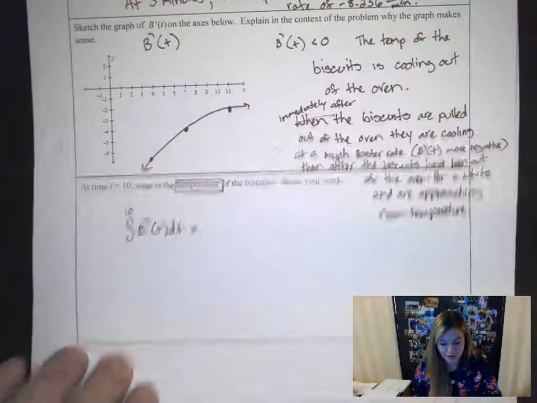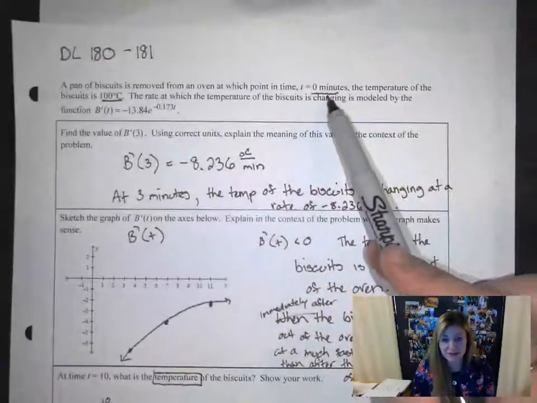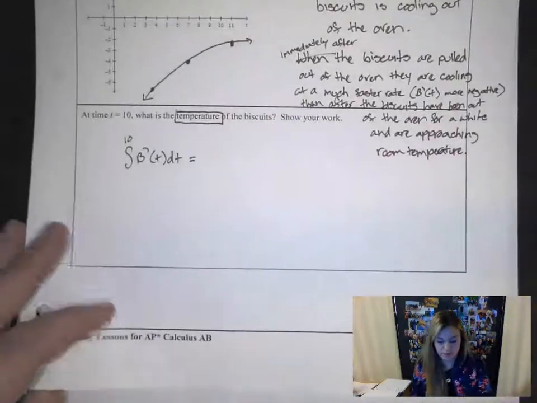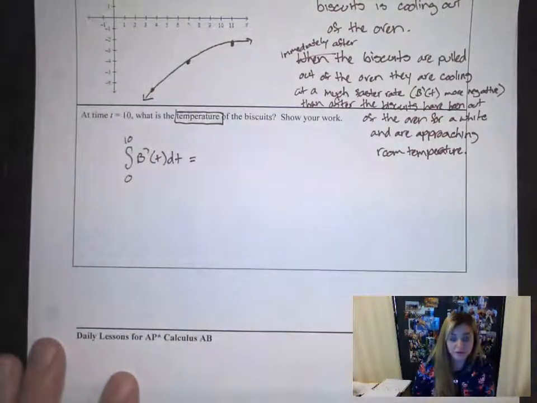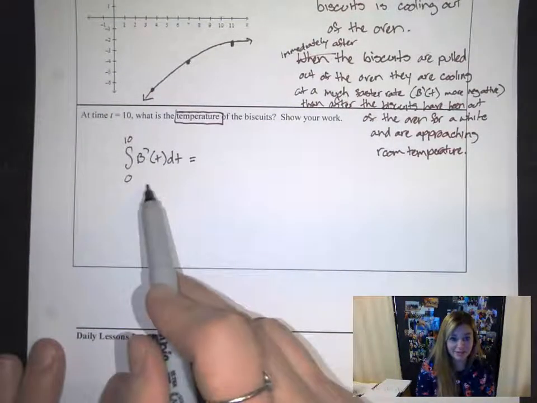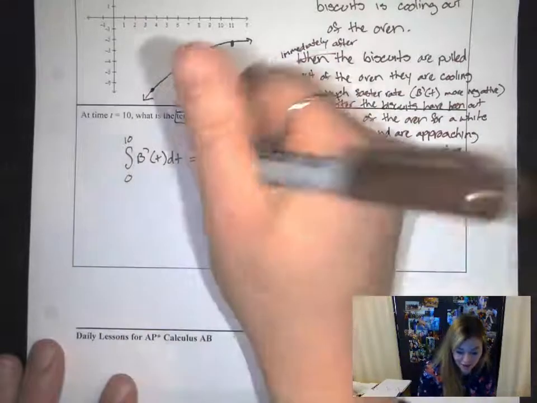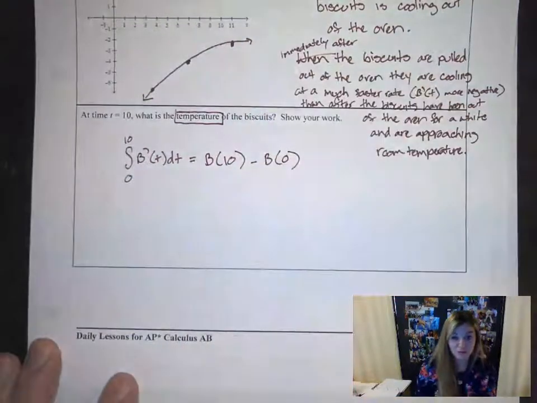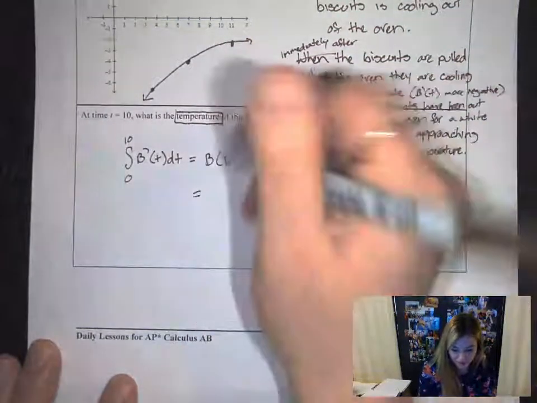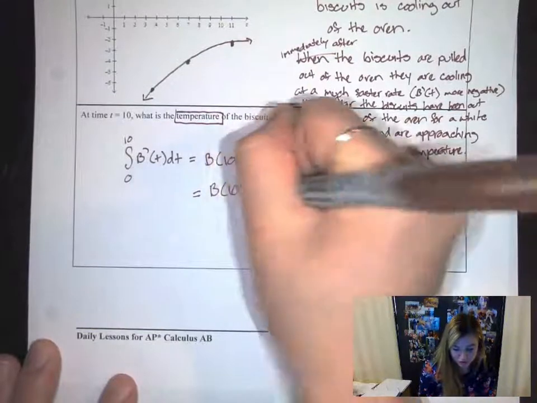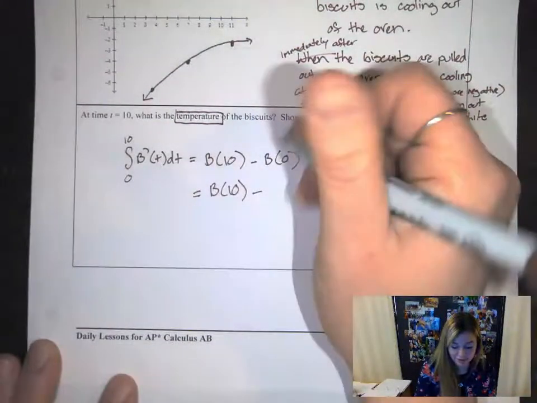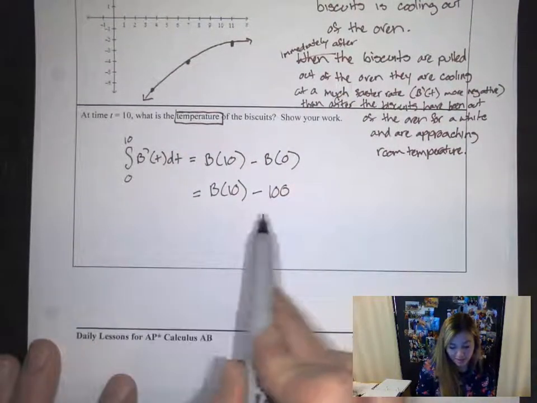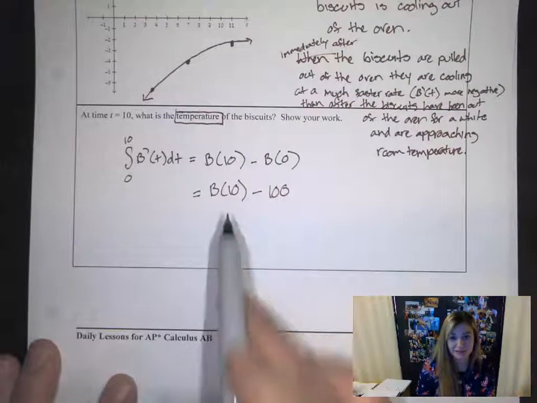I'm going to direct you up here. At time t equals 0, we know that the biscuits are 100 degrees Celsius. So if I integrate to get the amount of change in the biscuit temperature from 0 to 10, and I know already the fundamental theorem of calculus applies, and I know that the temperature of the biscuits at time t equals 0 was 100 degrees Celsius. Once I figure this out, that means that I can solve for B of 10 pretty easily.